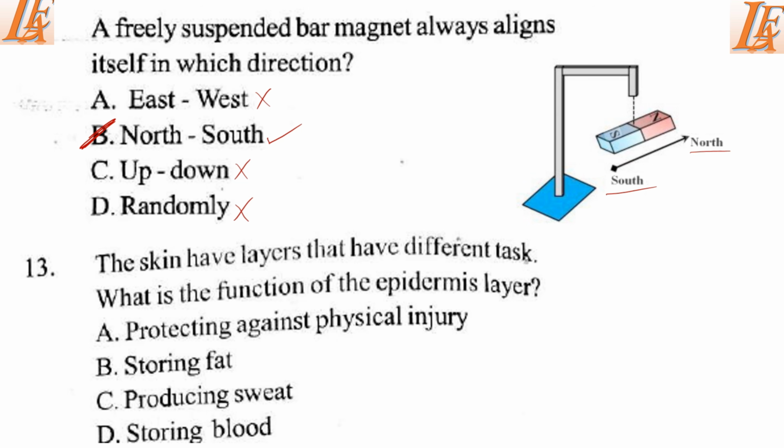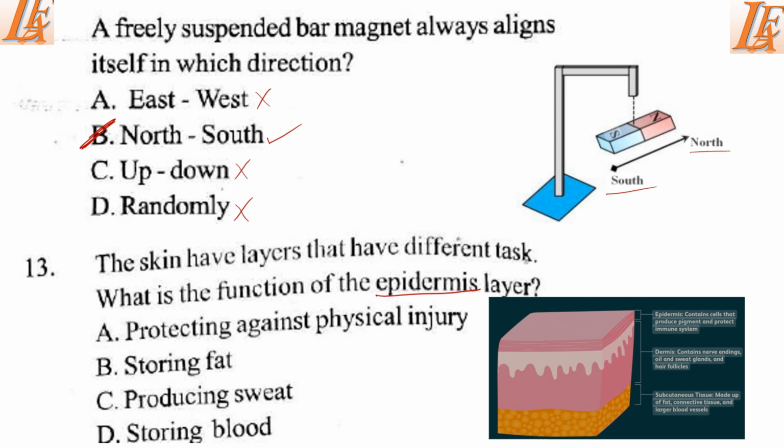Question 13. The skin has layers that have different tasks. What is the function of the epidermis layer? Epidermis is the uppermost or the outermost layer of the skin. So let's look at the skin structure that we have here on the screen. On the upper part, we have what we call an epidermis, and this epidermis contains cells that produce pigments and also protects the skin.